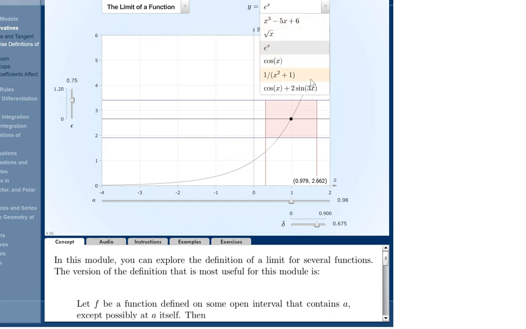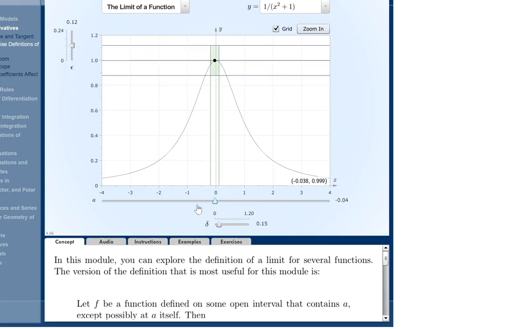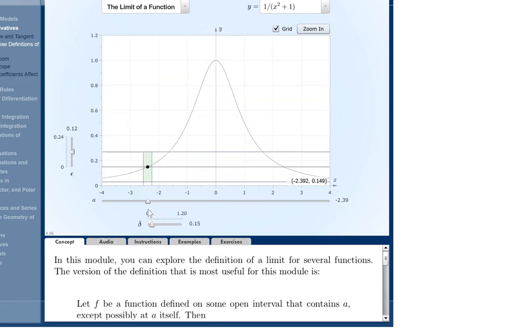There's another one here, 1 over x squared plus 1. You pick an epsilon value, and then you see what delta values work. Sometimes they're really small. It depends on where you're at on the graph, though. See how narrow the delta values are. If you pick a value where the graph is not so steep, then your delta can be a little bigger for the same exact epsilon.